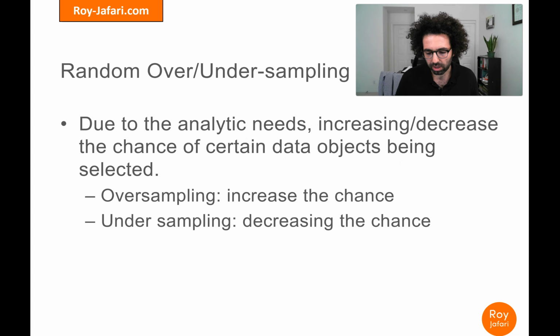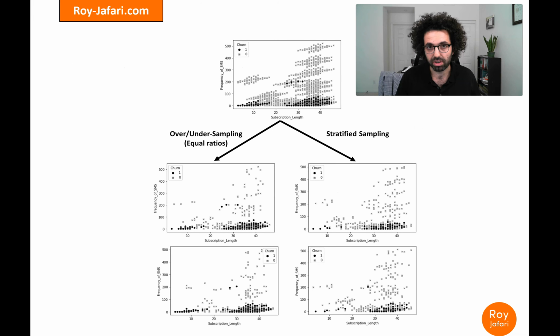Alright, so let's move on to the next method, random over/undersampling. Here specifically, we end up giving more chance to some data objects over the others. The reason is because our analytics need wanted us to do that. By oversampling, we give higher chance to some of the data objects and lower chance to other data objects, which is the undersampling. So let's look at the difference between oversampling, undersampling, and stratified sampling.